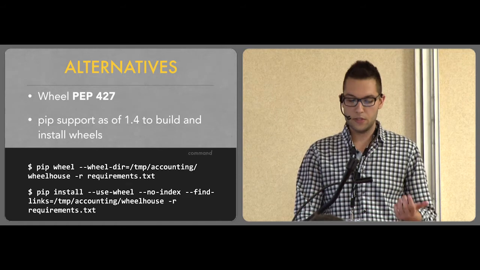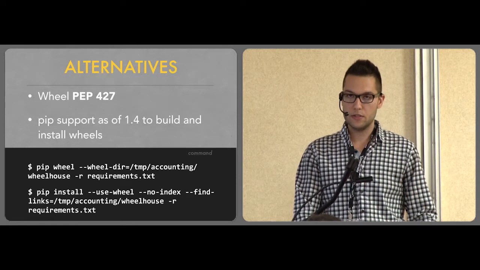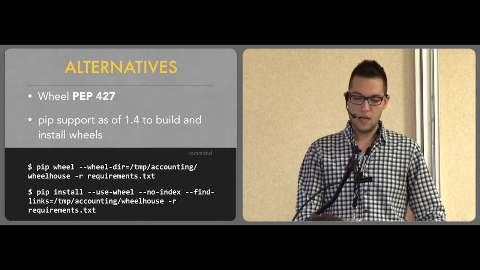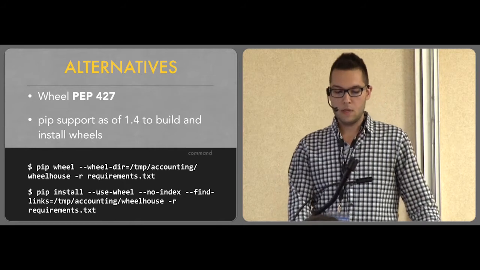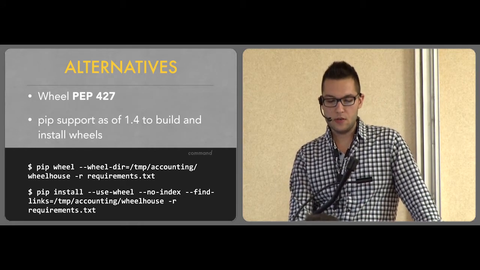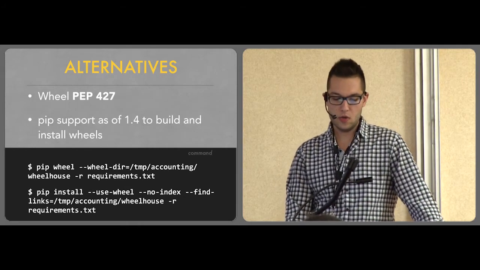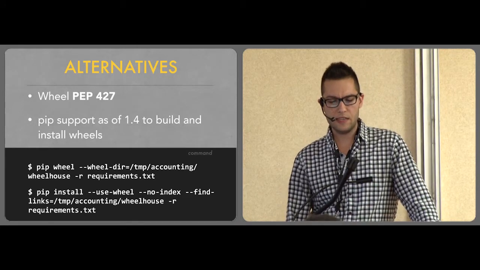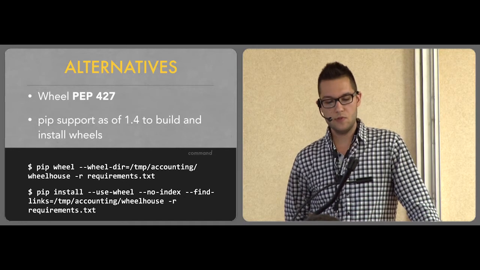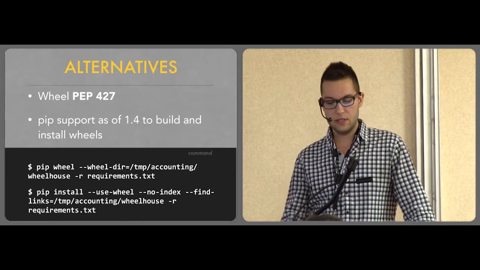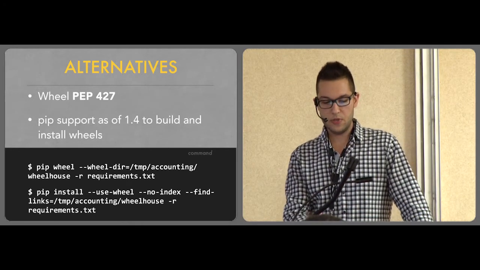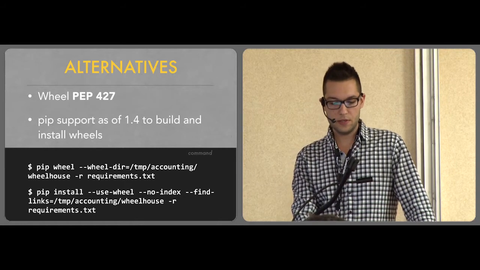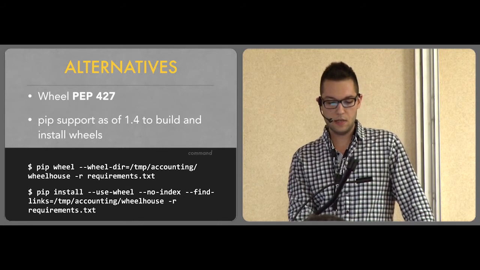I looked at other alternatives to precompiled virtual envs. There's this PEP that was accepted earlier this year called Wheel. It's a new binary package format. And as of last week, pip released version 1.4 with support to actually build and install wheels. To build wheels from a requirements file, it's this command. To install them, it's this command. Sorry, I'm going really fast. I have like no time.